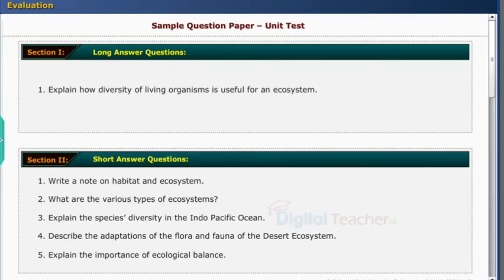Test your understanding of the lesson by taking the mock unit test.